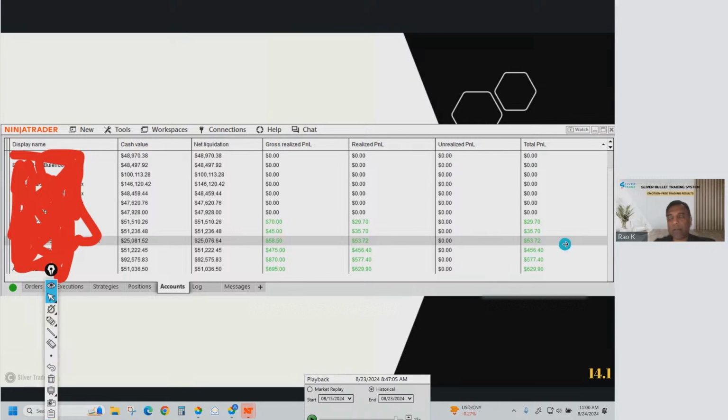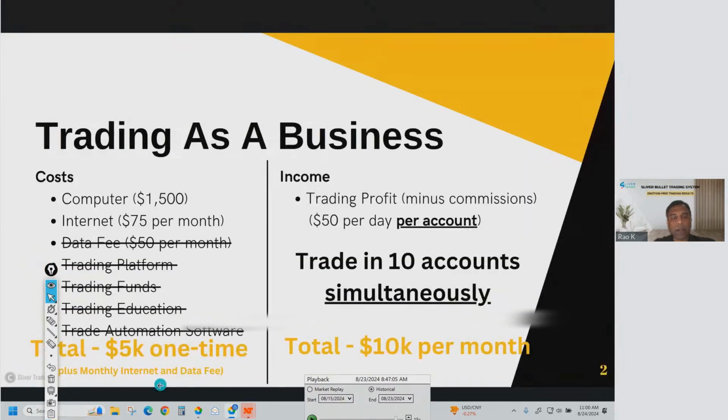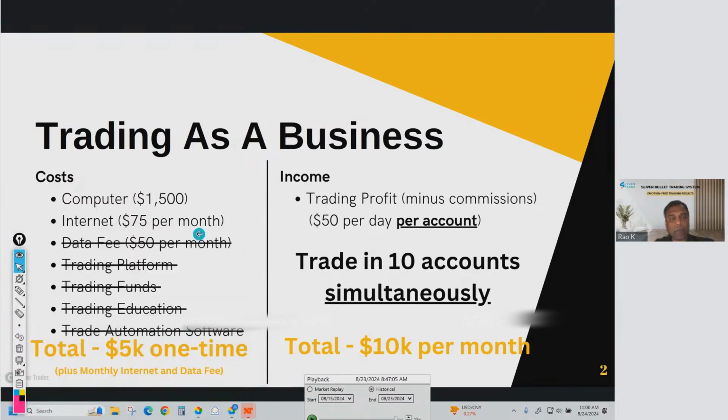So that's how we do it. Now, going back, trading as a business, this is the model we had started. If it's possible to eliminate certain fees like data fee, trading platform fee, trading funds, trading education, automation software, if you remove all this, we should be able to bring the cost down to like $5,000 one time.